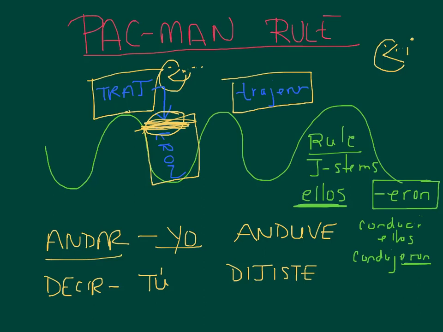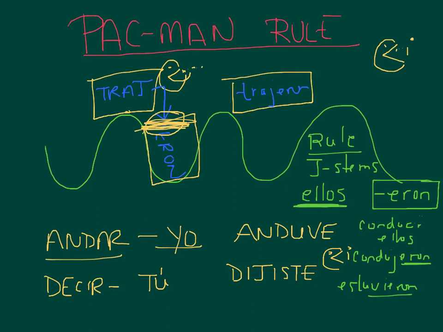If I were to do one of the U stems, however, that would be different. If I did estar, for instance, and I did that in the ellos form, it would be estuv, and I do have the i there. But with the J stems only, I don't have that i, because Pac-Man comes and he eats it up.